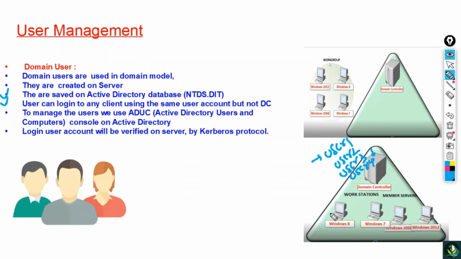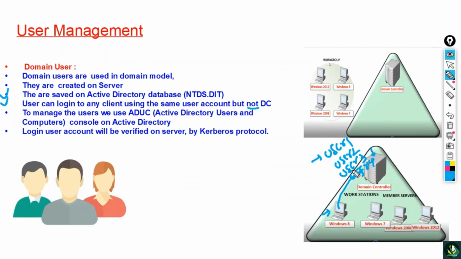So user one, let us say he wants to access a Windows 8 machine. He will log on and provide the credentials, user one and let us say password 123. This computer will verify whether user one is created on the domain controller or Active Directory or not. The same user can access Windows 7, Windows 2000, Windows 2012. You don't need to create this username and password on local computers. All you need to do is create the username and password on the domain controller once. That's it. So they can log on to any client using the same account but not the DC.